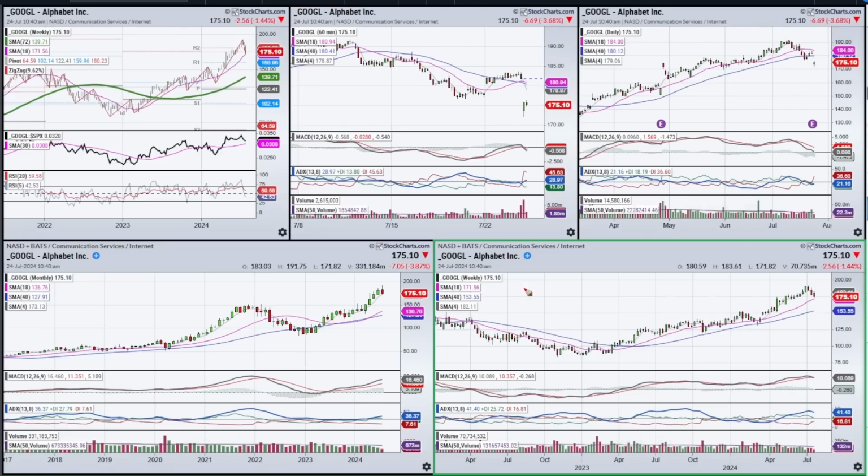Because this is extended on the monthly, I would shy away from being a buyer right now, based on the way it's reversing, based on the gap, and based on the overrun.